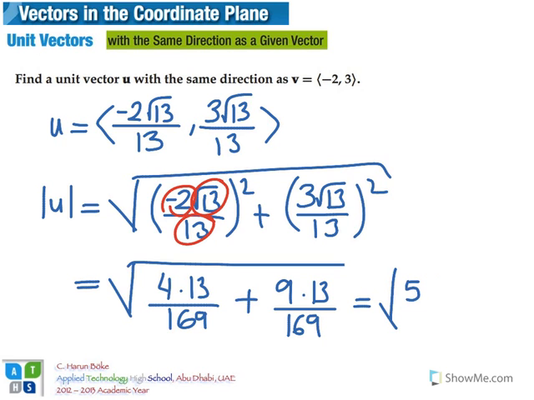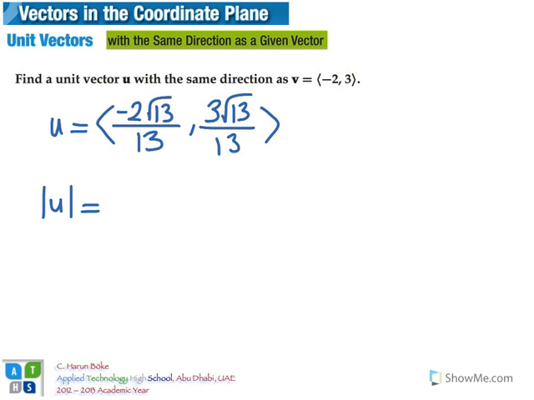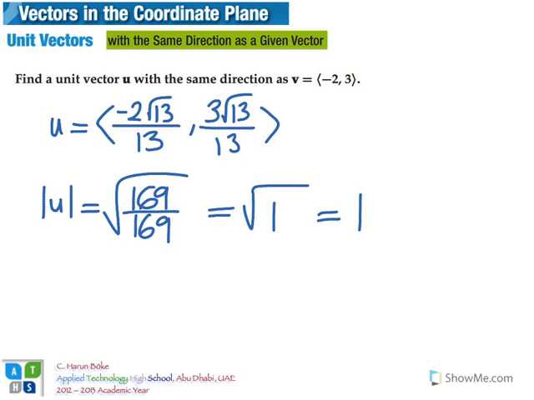which gives me 52 over 169 plus 117 over 169. So this will be the square root of 169 over 169, which is the square root of 1, which is 1. So the magnitude of this unit vector is 1. This shows us that the vector we're talking about is actually a unit vector.